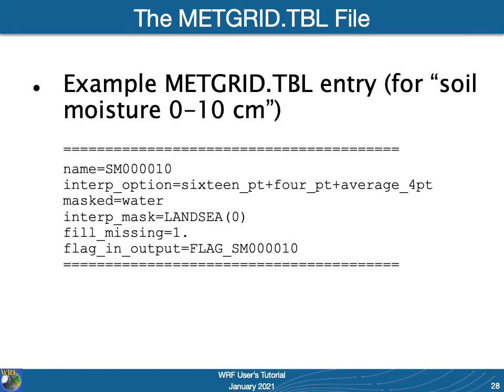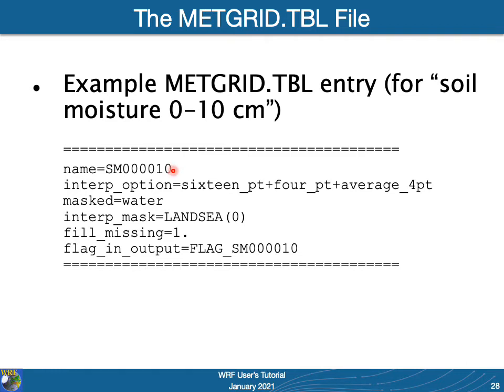So here we see an example entry in a metgrid table file. So the format of these entries is very similar to the format of geogrid table entries. Each entry is separated by at least 5 equal signs, and within each entry we assign values to keywords. So this name keyword tells the metgrid program that this entry applies to any field in an intermediate file that is named SM000010.